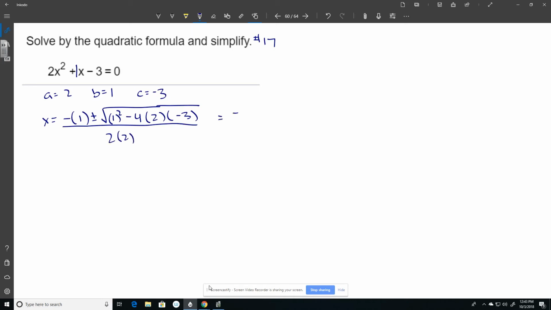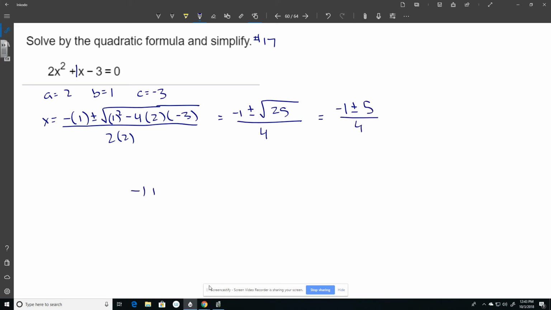So I simplify -1 plus minus the square root. 1 squared is 1. 4 times 2 is 8. Times 3 is 24. And I've got two negatives, so that becomes 1 plus 24, which is just 25, divided by 2 times 2, which is 4. You can put that in your calculator. You'll still get 25. -1 plus minus square root of 25 is 5 divided by 4.